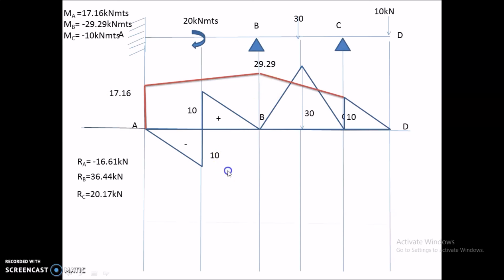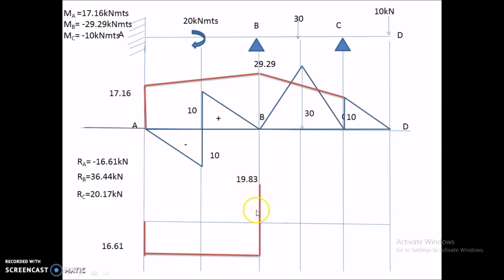And coming to the shear force diagram, at this point the RA value is minus 16.61. So I marked it here, and from here to here there is no force acting on this beam, so the shear force value remains the same till here. And here at point B, there is a support reaction of 36.44 acting upwards. So minus 16.61 plus 36.44 gives me the shear force at this point, which is plus 19.83.